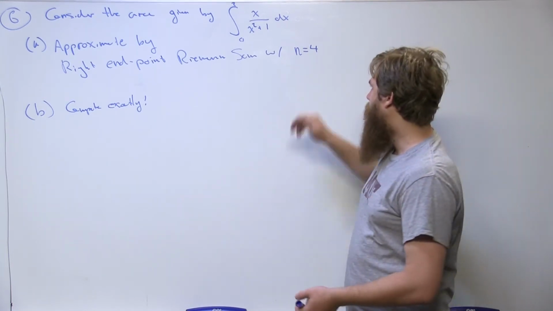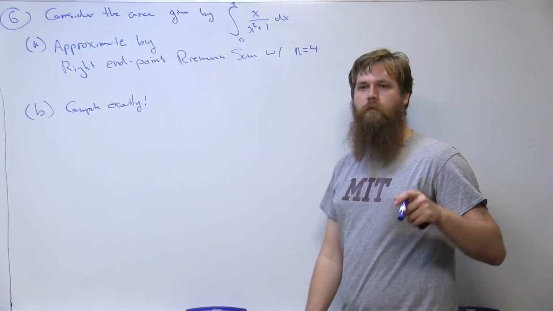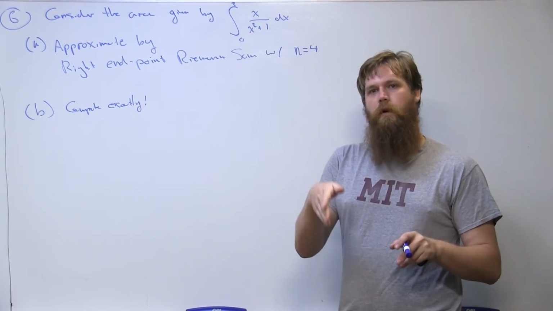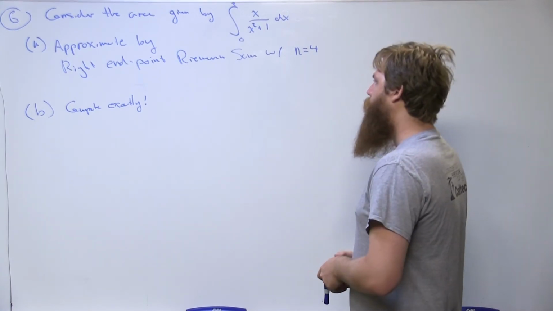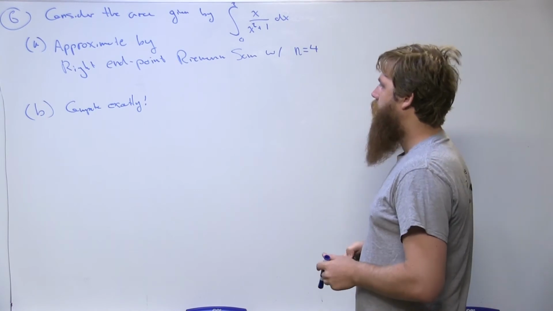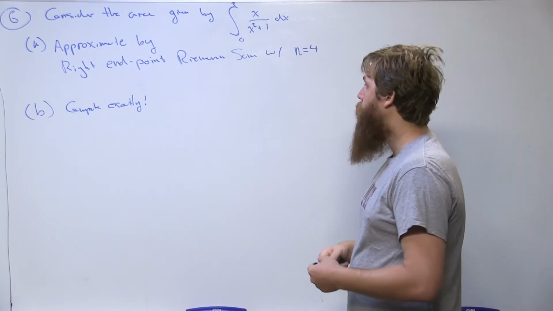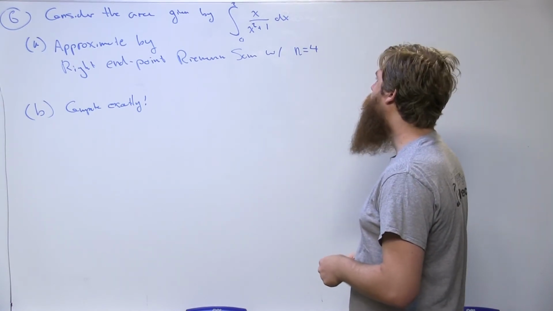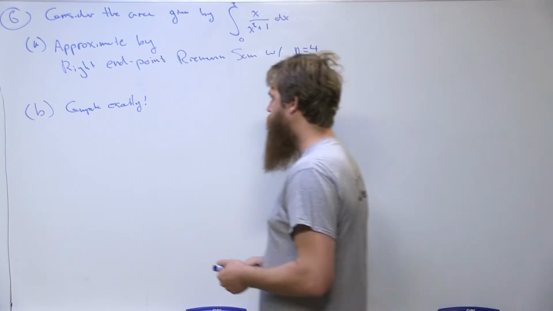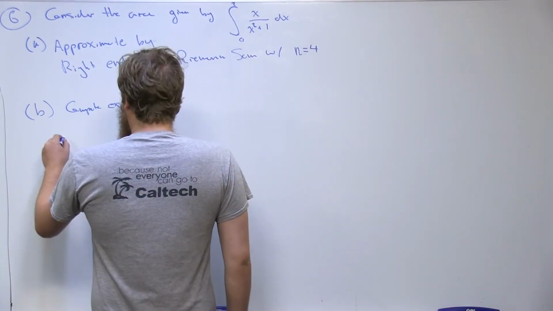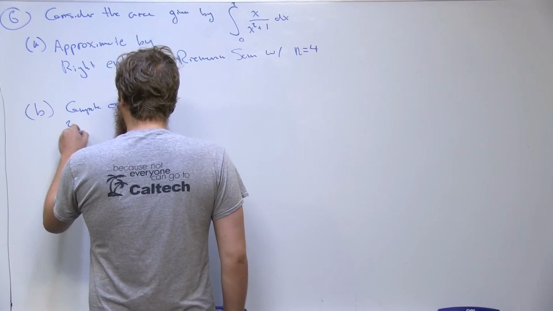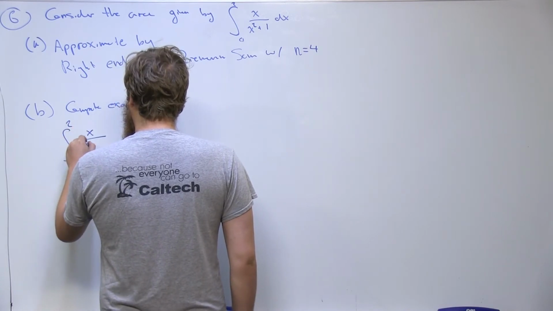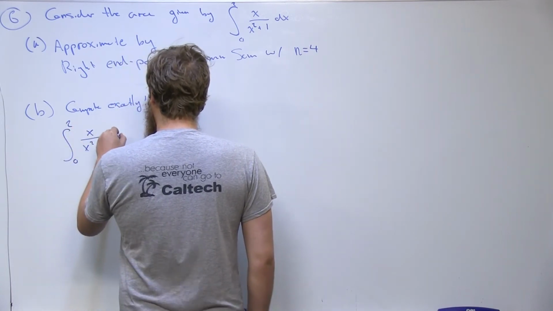We just determine the height of our rectangles by the right endpoint of each subinterval instead of by the midpoint or the left endpoint. As before, computing the integral exactly is a little bit quicker and takes up less board space. So I'm going to do that first. We'll do part B first, and then we'll come back and do part A. I want to compute the integral from 0 to 2, x over x squared plus 1 dx.